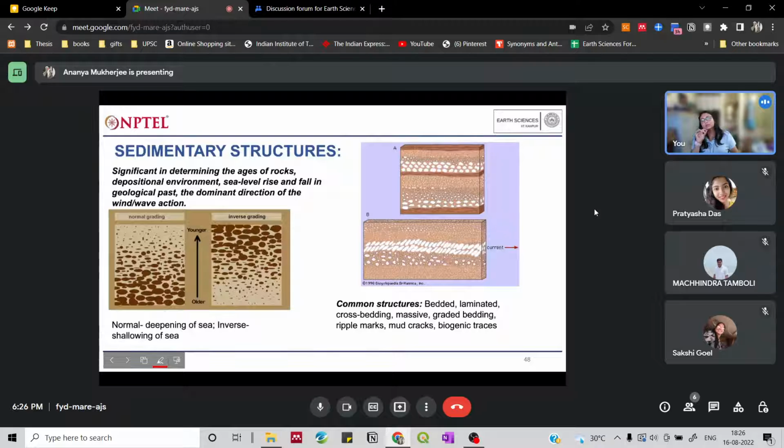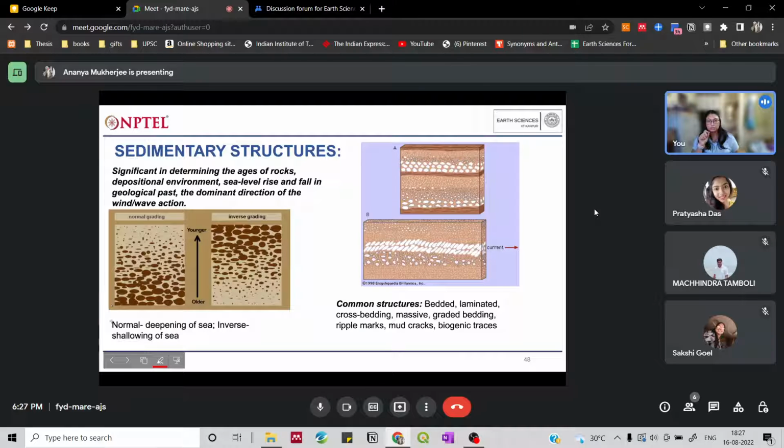Now the next thing is sedimentary structures. These are essential to know. Sedimentary rocks are very good records of past climate, past different kinds of movements seen on the earth's surface, and also the different geomorphological processes that have taken place due to the action of wind, waves, or glaciers. So sedimentary structures give us an idea about how these things had taken place.